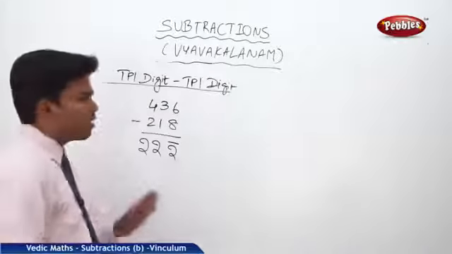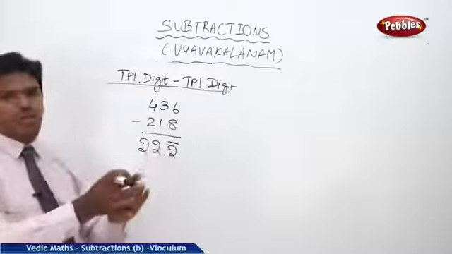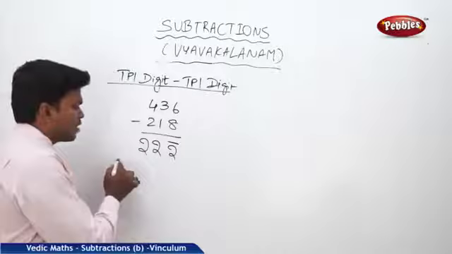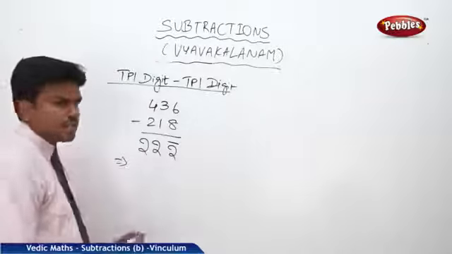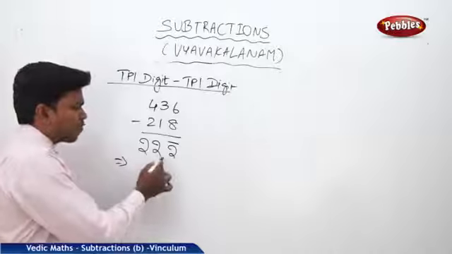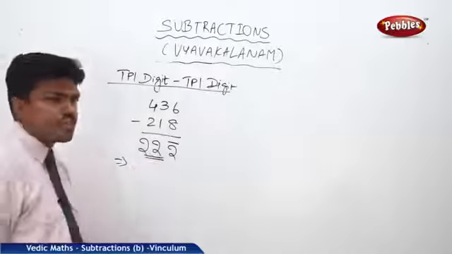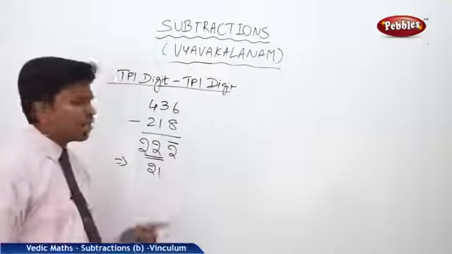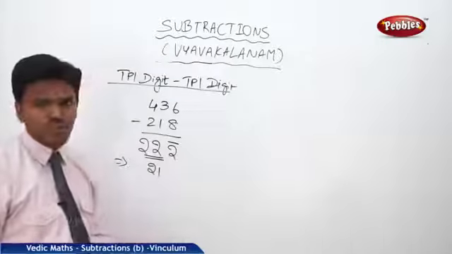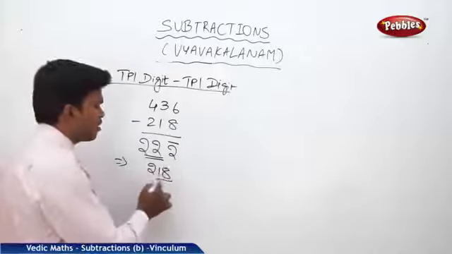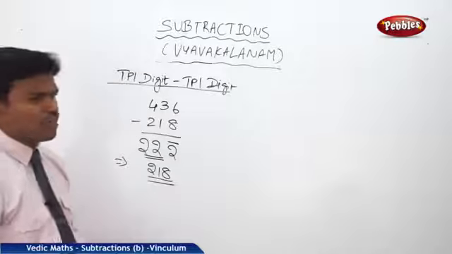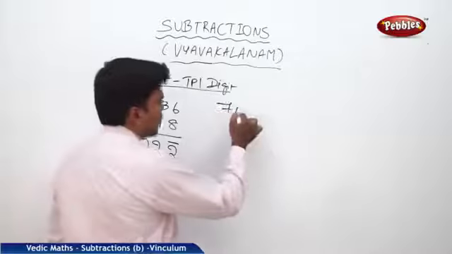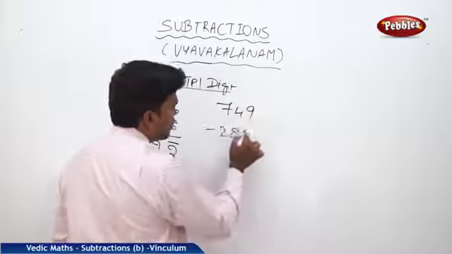Now I want to convert the vinculum number into the normal number. So how we will convert? In the same way, just like we did, the bar before number is how much? 2. So reduce 2 by 1. How much it will become? 1. Now what is the complement of 2? 8. So what is our answer? 218. One more example. 749 minus 283.